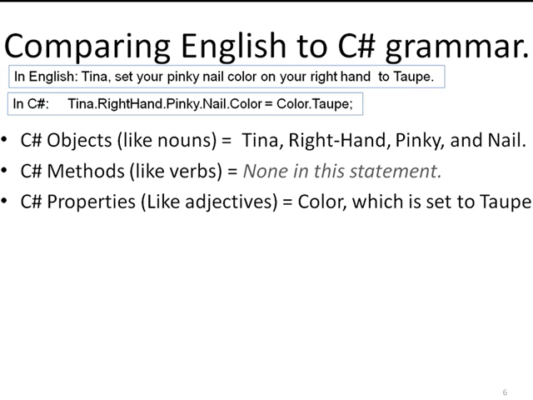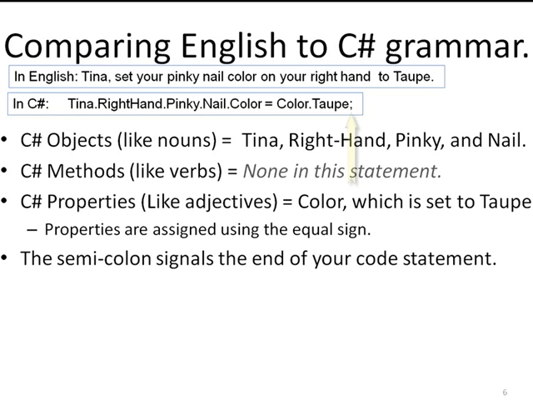C# properties are like adjectives. Color, which is set to taupe. Properties are assigned using an equal sign. The semicolon, again, represents the end of your code statement, whether you're using methods or properties.